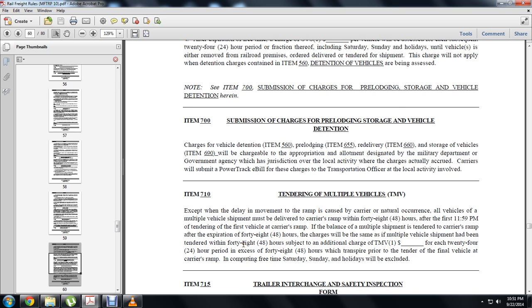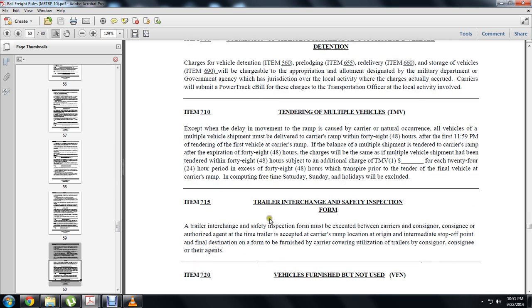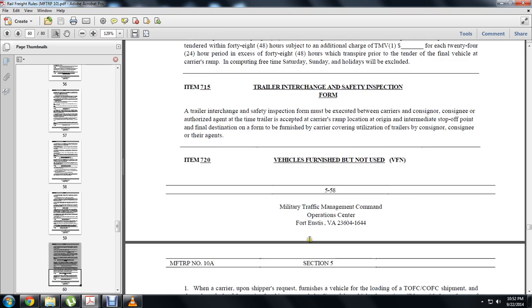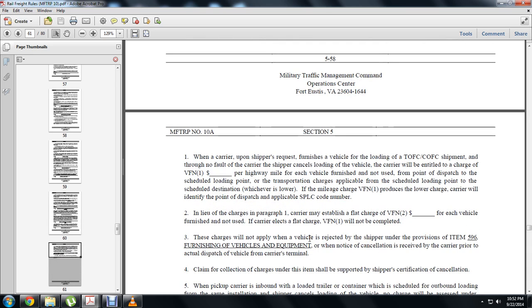In computing free time, Saturday, Sunday, and holidays are excluded, excluding the trailer interchange service inspection. Trailer interchange service inspection must be excluded between the carriers and consignors. Consignor at authorized time, and the trailer accepted at the carrier ramp at the location of the intermediate stop-off point, transit, or final destination, and form furnished by the carrier covering the utilization of the trailers and consigning the consignor of the agency. Vehicles furnished and not used, VFN, with the characters upon the shipment request of furnishing a vehicle loading in the TOFC shipment, should there be no fault of the carrier. Shipment of the carrier's loading of the vehicles, the carrier will entail into the charge of the VFN.